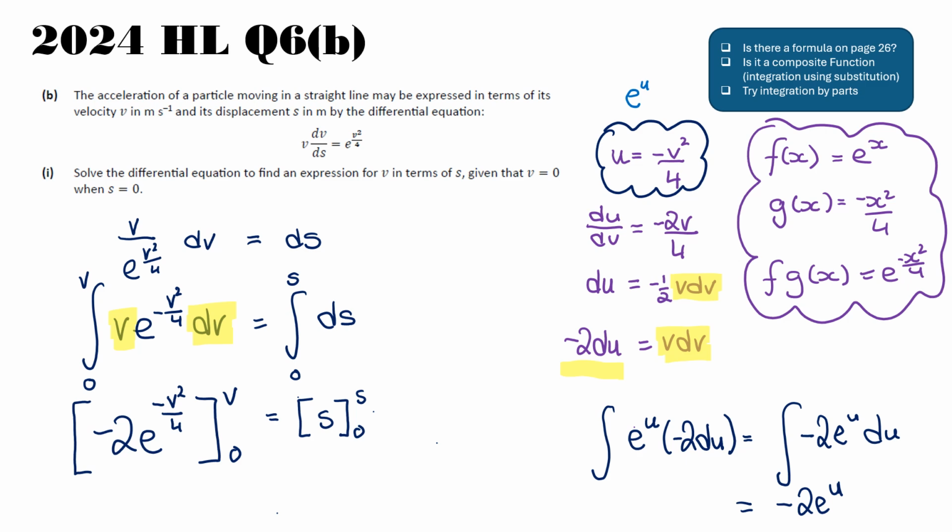So what we get is minus 2e to the power of minus v squared over 4, minus 2e to the power of minus 0 squared over 4, is equal to s minus 0. So that's gone. Just be careful. This piece here does not disappear because we have an e to the power of 0, which is actually 1, which gives us a minus 2.